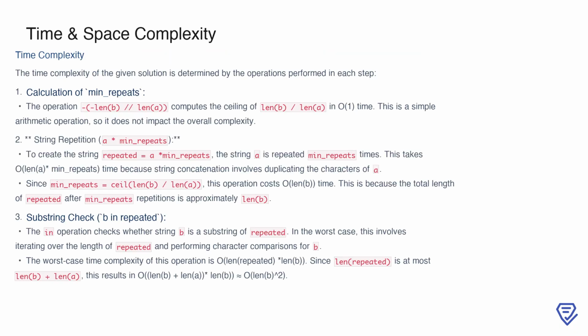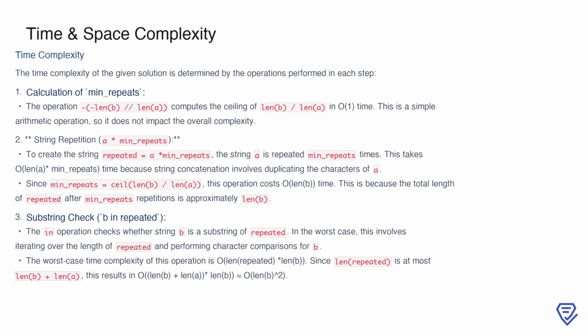Here, we analyze the time complexity of the solution step by step. First, calculating min_repeats involves a simple arithmetic operation, specifically the ceiling of len b / len a, which is done in constant time, O(1). This step doesn't significantly contribute to the overall complexity. Next, we create the repeated string A * min_repeats, which requires duplicating the characters of A multiple times. Since min_repeats is roughly proportional to len b / len a, this step takes O(len b) time in total because the length of the resulting string is approximately equal to len b.